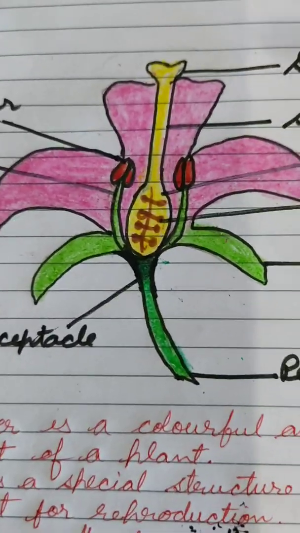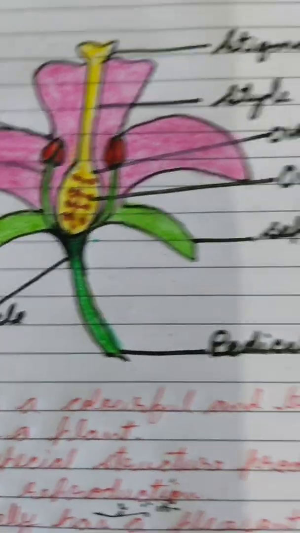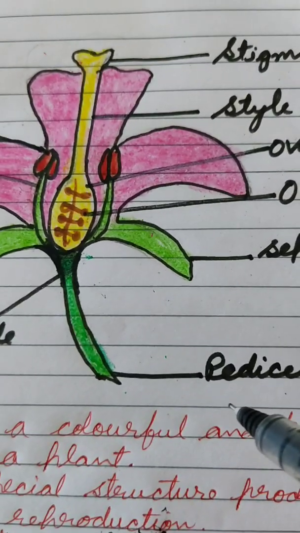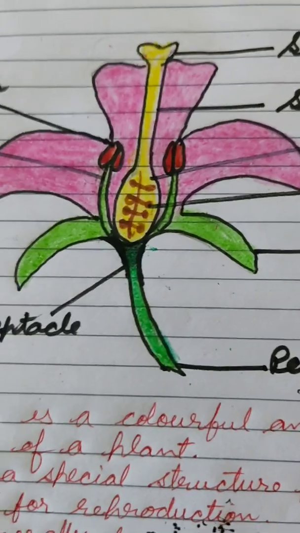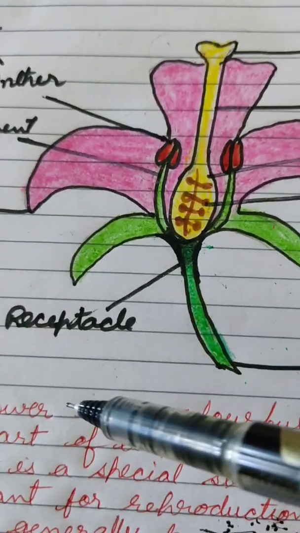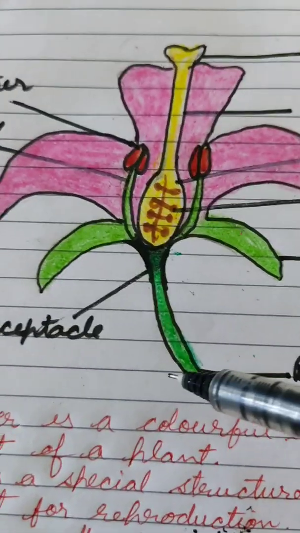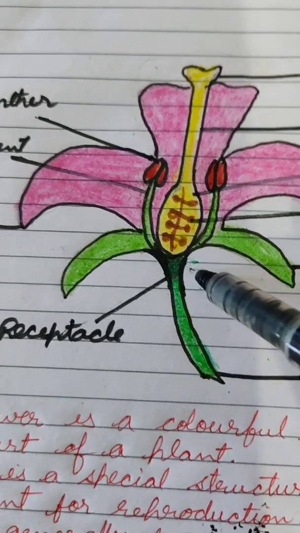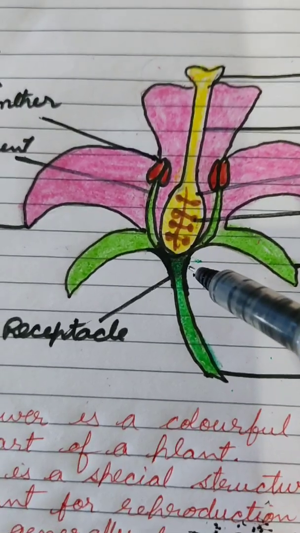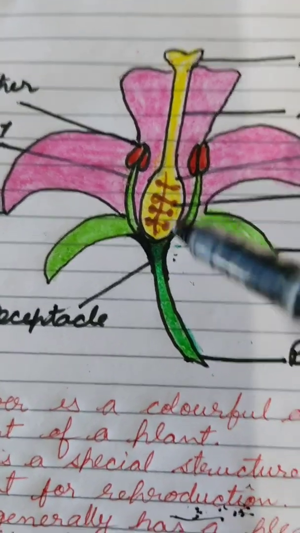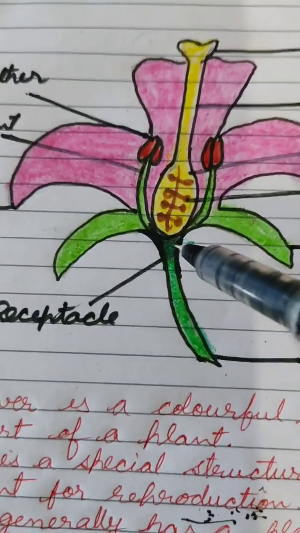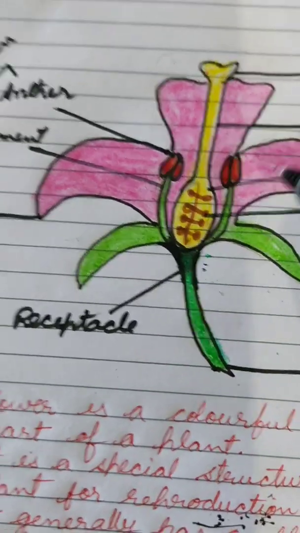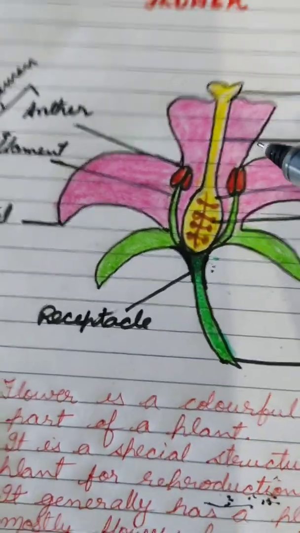Now let us study the parts of the flower. The first part of the flower is the pedicel or stalk. This pedicel is the part by which the flower is attached to the branch, and at the base of the flower there is a swollen part that is called the receptacle. The receptacle is the thickened part of a stem from which the flower grows, and this receptacle holds all the floral parts together.